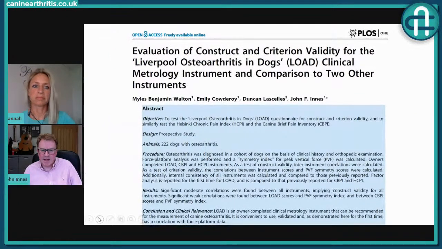Okay. And for those listening who are really having problems sleeping, you can read all this science. This paper is open access, so anyone can read it, and it explains how these instruments are validated. It's in PLOS One. If you search for the author names there, Walton and Innes and Lascelles, there he is again, Duncan Lascelles. He's everywhere. You can read all the information there.